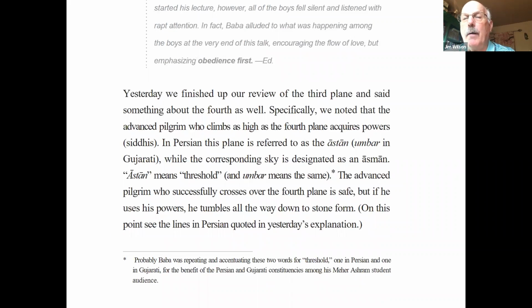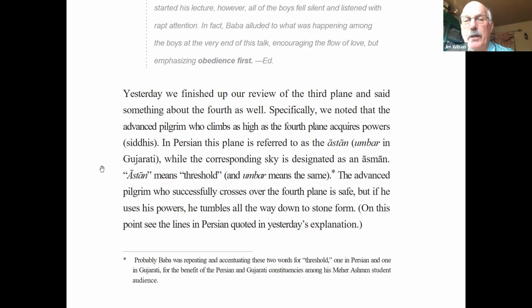Yesterday, we finished up our review of the third plane and said something about the fourth as well. Specifically, we noted that the advanced pilgrim who climbs as high as the fourth plane acquires powers, siddhis. In Persian, this plane is referred to as the Astan, Umbar in Gujarati, while the corresponding sky is designated as an Asman. Astan means threshold, and Umbar means the same.